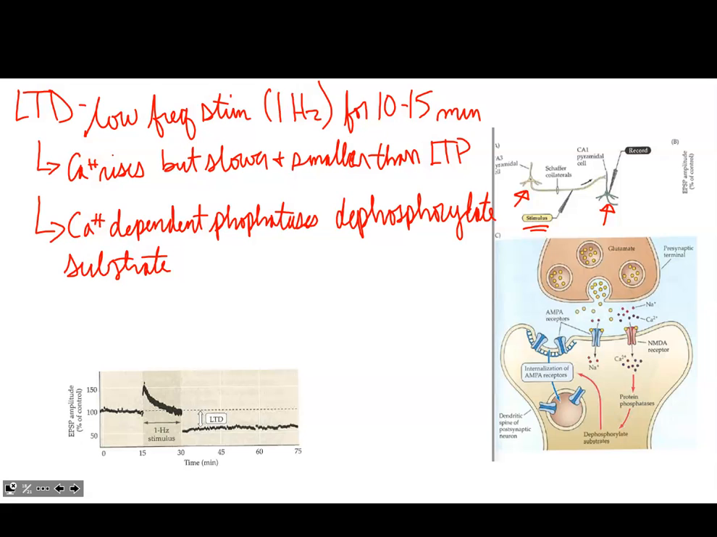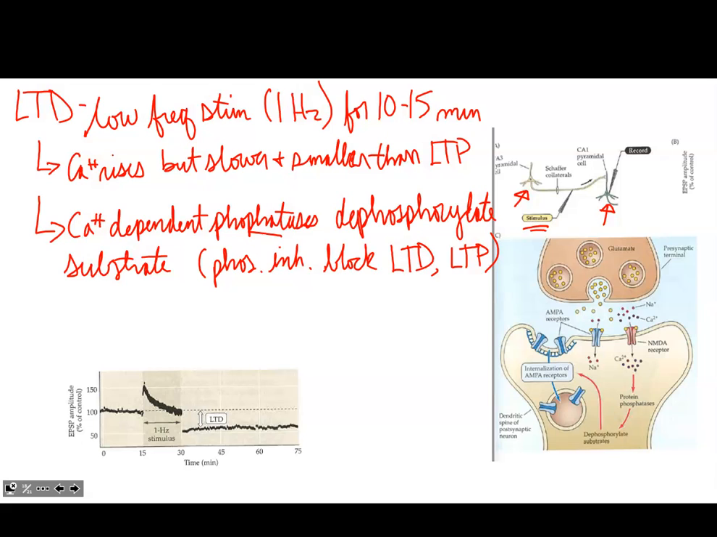We know this is a phosphatase-dependent process because when we treat cells with phosphatase inhibitors, we block LTD but not LTP. So phosphatase inhibitors eliminate the LTD, but LTP is still able to be induced. Okay, so we have good evidence that phosphatases are involved.